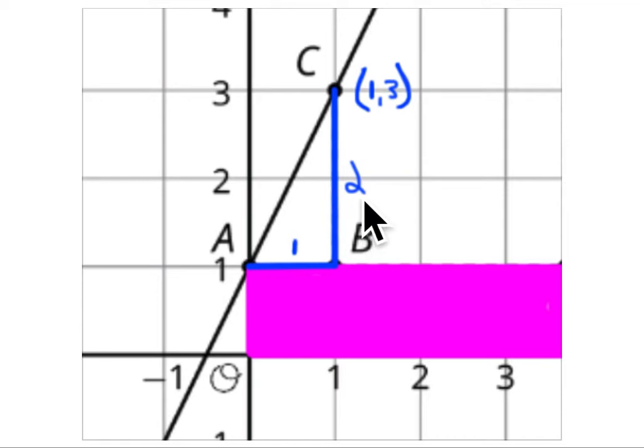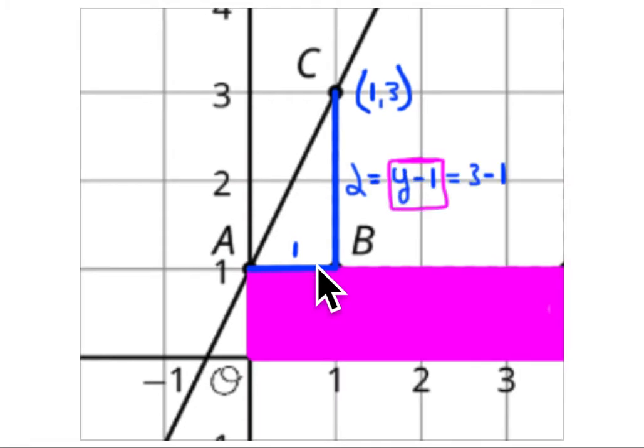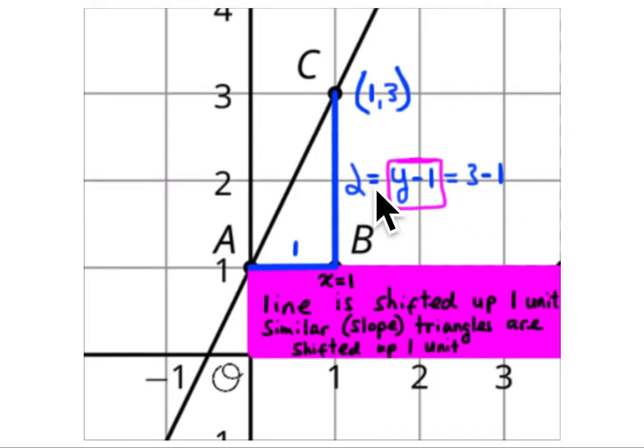So you have to be able to calculate that to see if it matches the same slope. So this slope is, this vertical length is twice as long as this horizontal length. So the y value minus 1 is 3 minus 1. That equals 2. So the line is shifted up 1 unit, similar triangles. So you can use those, the slope of the triangle that you know, to write the equation.